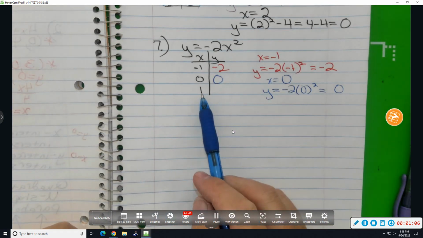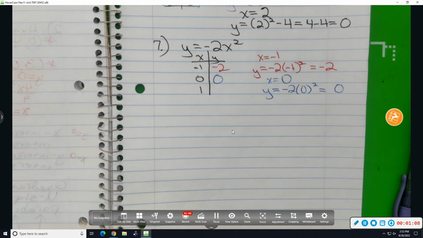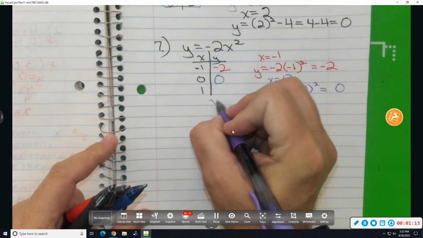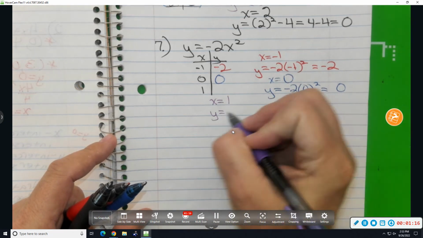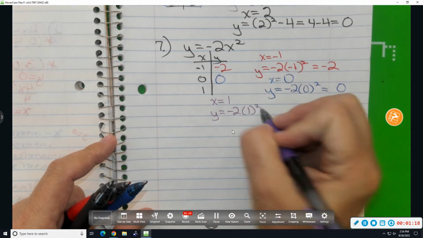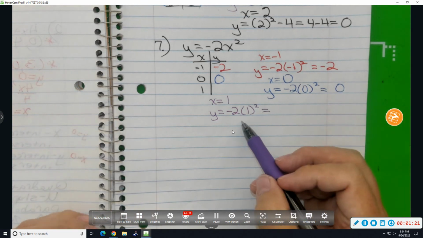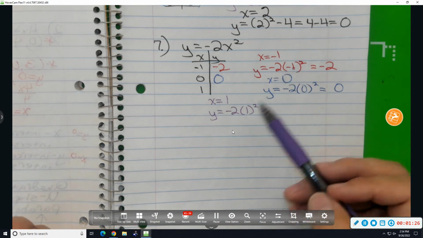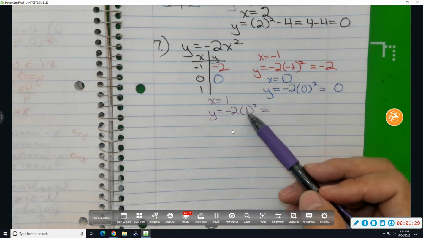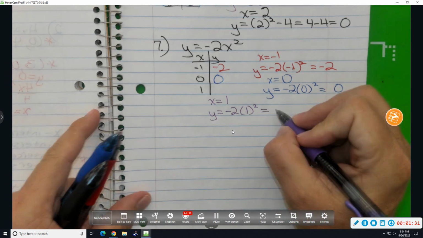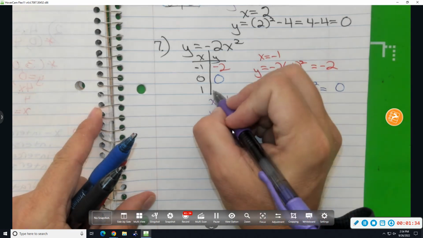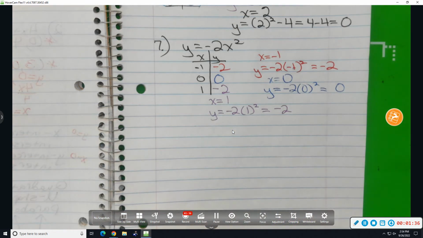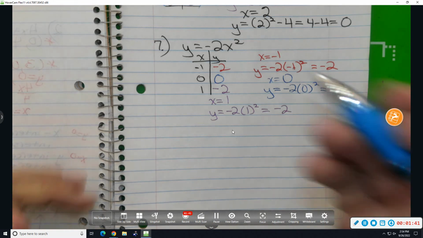And finally, we're plugging in +1 for x. We get y equals -2 times 1 squared. Well, isn't that going to give us the same thing that we got when we plugged in -1? Because -1 and +1 squared are still just 1 times -2 gives me a y value of -2. So we have 3 ordered pairs to plot.